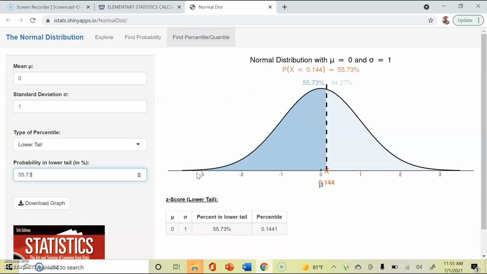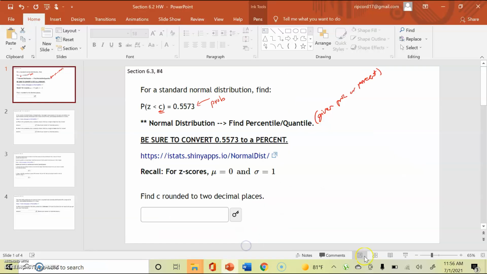So I put in the probability in the lower tail, and as we can see, in the lower tail we have a probability of 55.73%, and that value is going to be 0.144. You can even see that right there, 0.144. So for Z less than 0.144, the probability is 0.5573 or 55.73%. Therefore, in this case, the value of C is going to be 0.144.